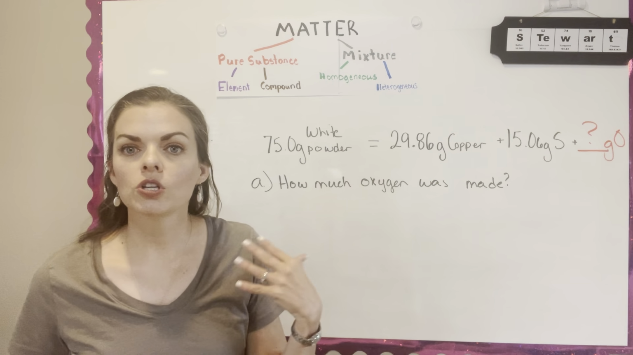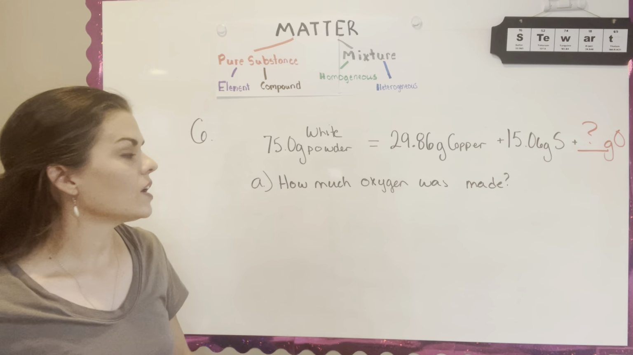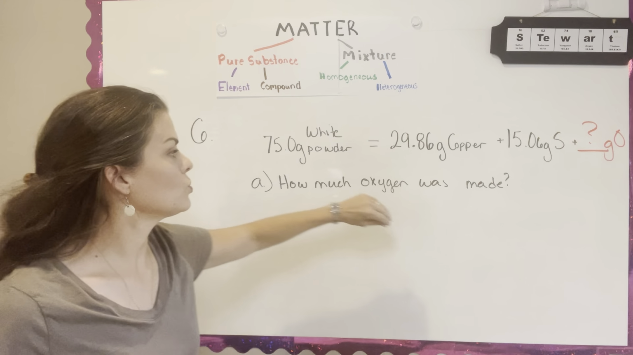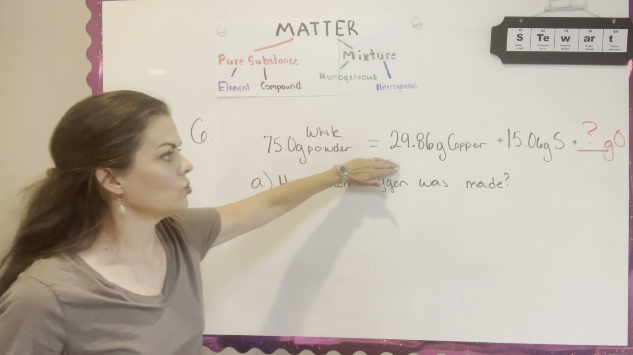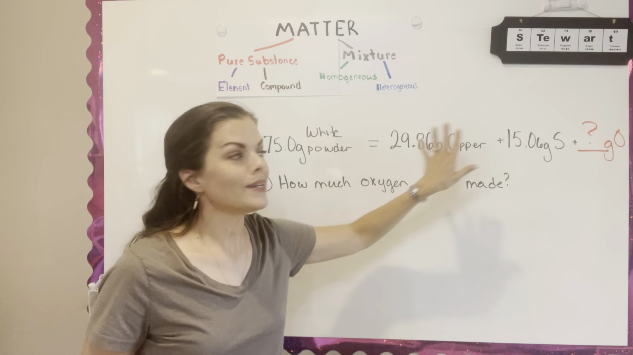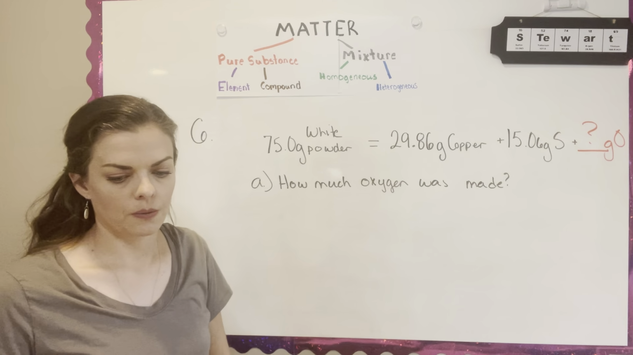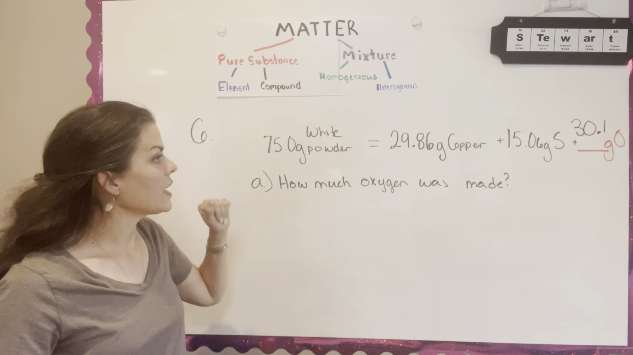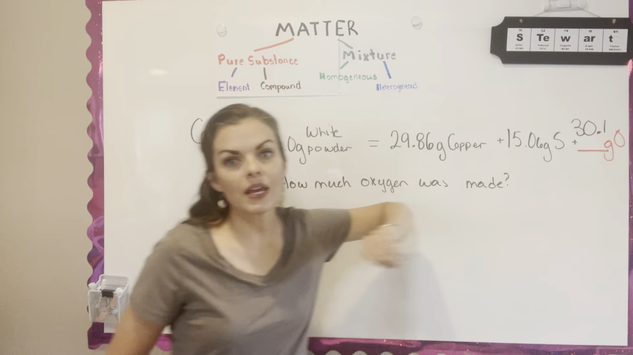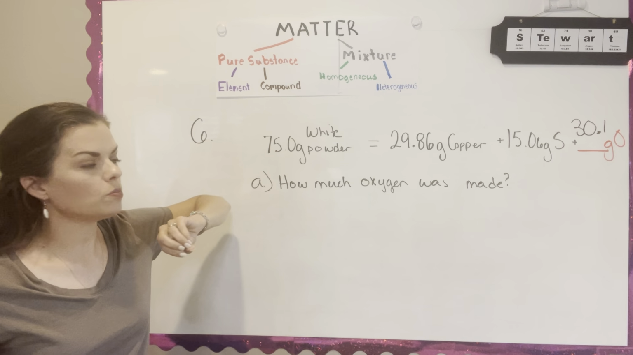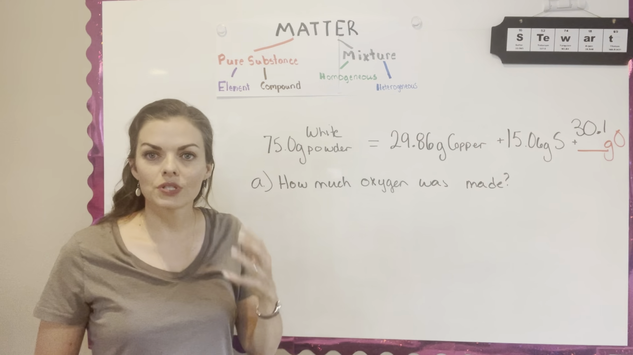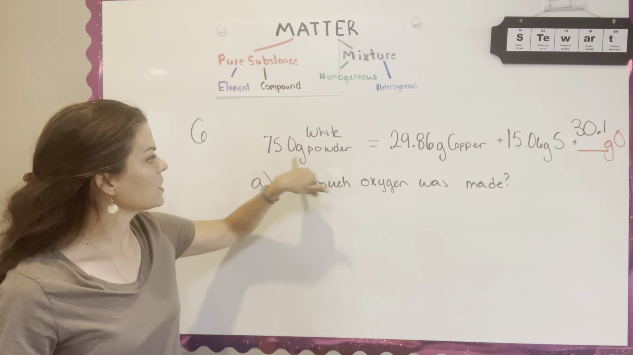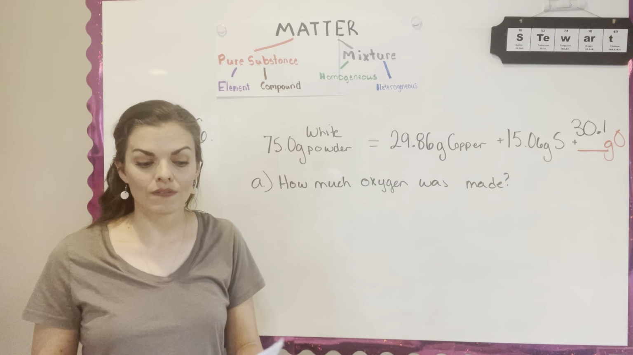And question A says how much oxygen was made. So for this problem, you're going to use the law of conservation of mass. And we know that if we start with 75 grams, we have to end with 75 grams. So you're simply going to take 75 and subtract 29.86 and 15.06. And when you do that, you're going to end up with 30.1 grams. I only have 3 significant figures in my answer because I am reporting to the least precise measurement since I am adding and subtracting, and my least precise measurement is to the tenths decimal place.